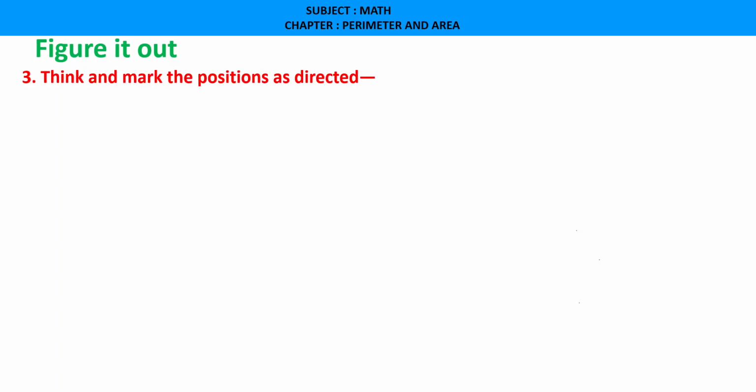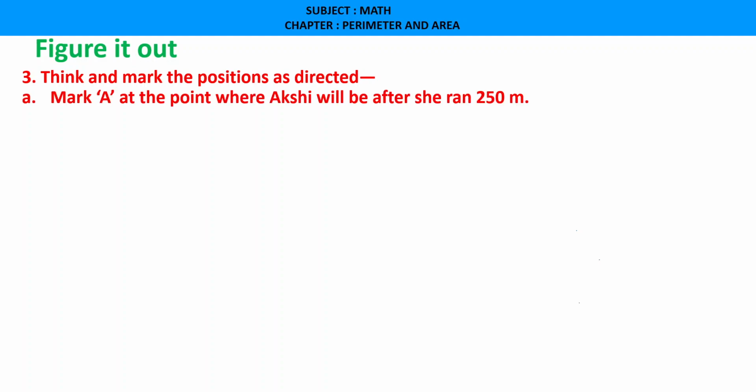Let us see question number 3. Think and mark the portions as directed. This is subsection A. Mark A at the point where Akshi will be after she ran 250 meters.